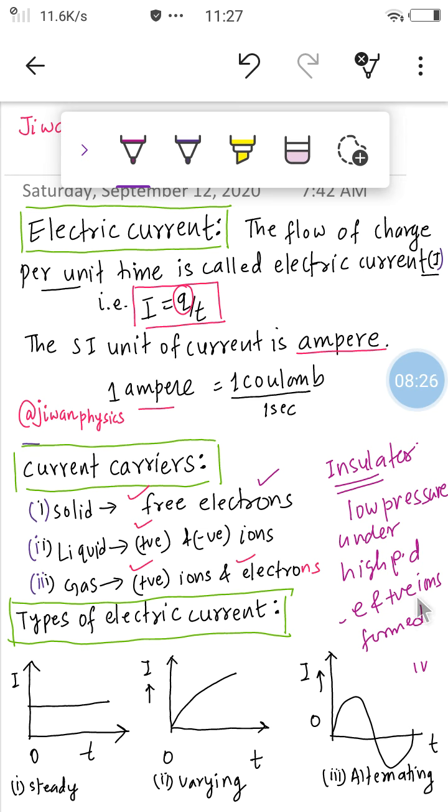Clear? Now these charges, that is electron and positive ion, move, giving rise to electric current in gas. Now as I told earlier, positive ions are massive, they move slowly, whereas electrons being light, since these are lighter particles, they move freely. Okay, so let us come to the types of electric current.